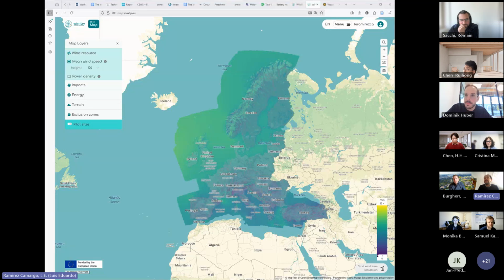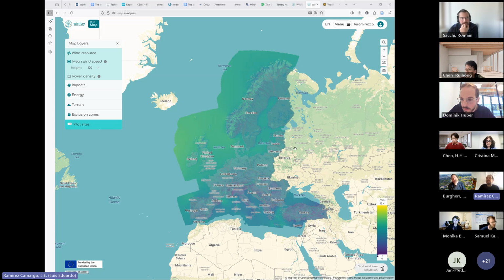So the first message for everyone is this: what you are seeing on your screen at the moment is also available online. You can find it on map.wimby.eu. It's still the beta version, but basically all the functionality that you saw today is already there. And I'm going to make a short intro of some general capability of the map.